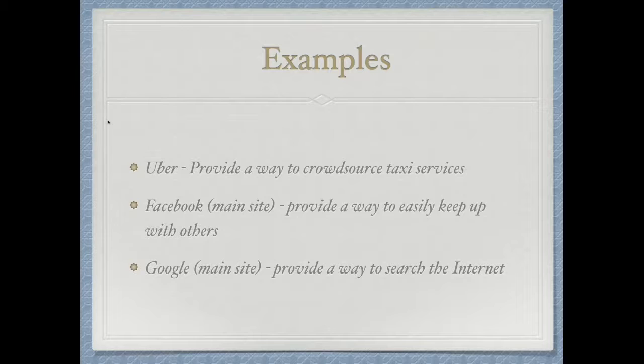So some examples of big products, or really sites, and the problems they wanted to solve. If you look at Uber, really they just wanted to provide a way to crowdsource taxi services. I don't know that they actually wrote that down anywhere, or if that was something they had in mind. But if you look at what the app does, if you were to retrofit it, that's probably the big problem that they solve. That doesn't mean that's the only feature they have, but that's their focus.